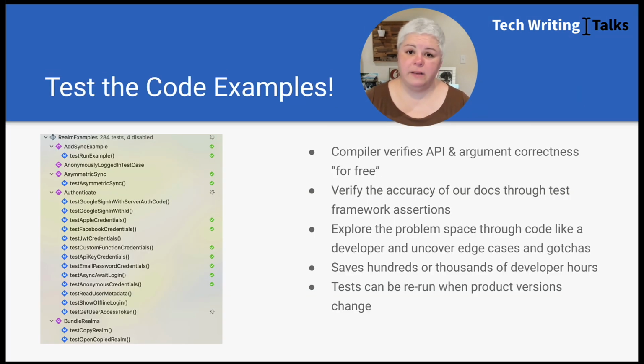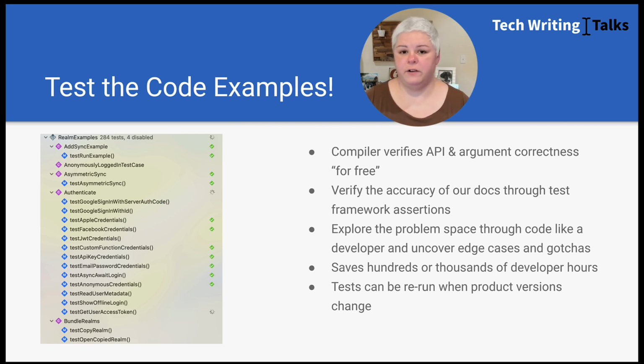Over time, my team has started building out more detailed tests for the code examples that we include in our documentation. These tests let us verify the accuracy of our documentation through test framework assertions like a developer would. In Xcode, the example that I've screenshotted here, our code examples use expectations and the XCTest framework assertions to verify that the code examples in our docs actually do what we say they're doing. This lets us explore the problem space through code like a developer and uncover any edge cases or gotchas.